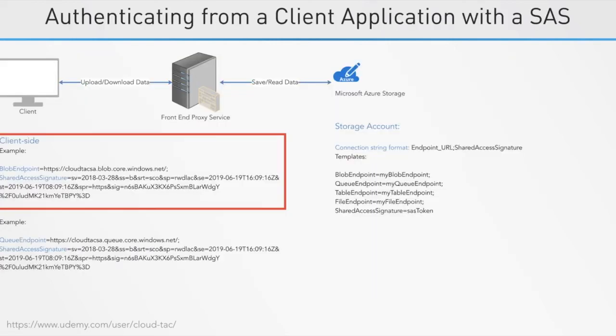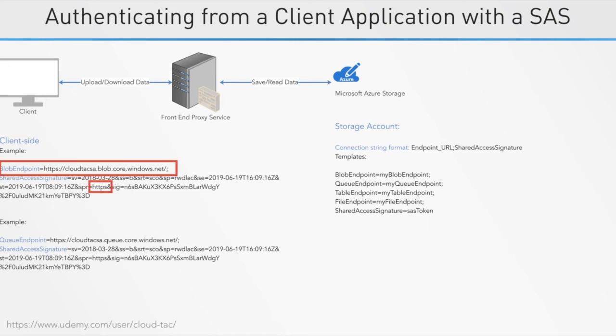A client who is in possession of a shared access signature can use it to authorize a request against a storage account for which they do not possess the storage account keys. A shared access signature can be included in a connection string or used directly from the appropriate constructor or method, say a .NET method, for example.